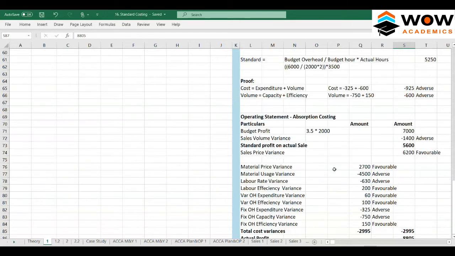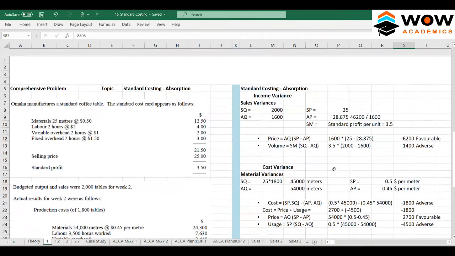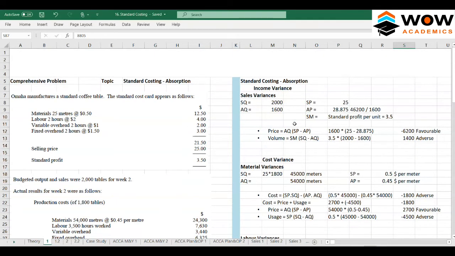We'll also summarize this so that you'll get an idea. If the question asks you to find out all the variances, start with any variance you want, that doesn't matter. Sales variance is usually the only income variance. All other things are cost variances here.